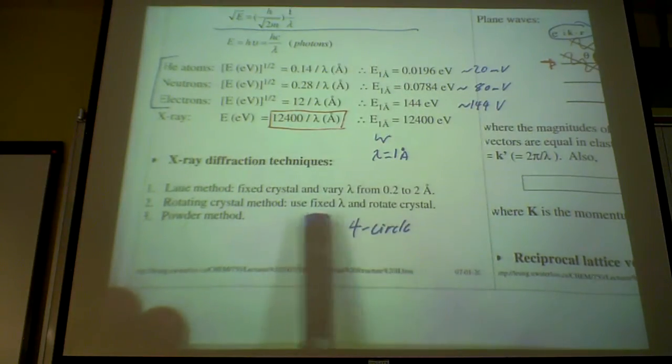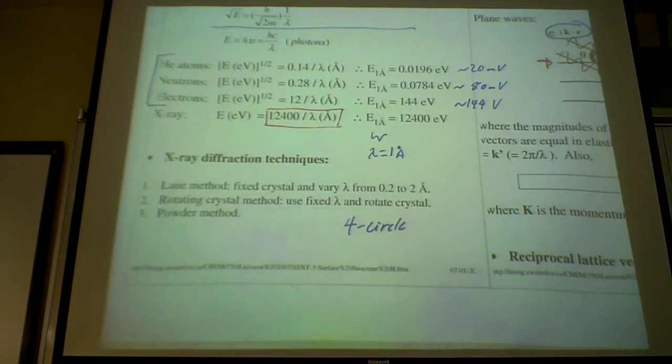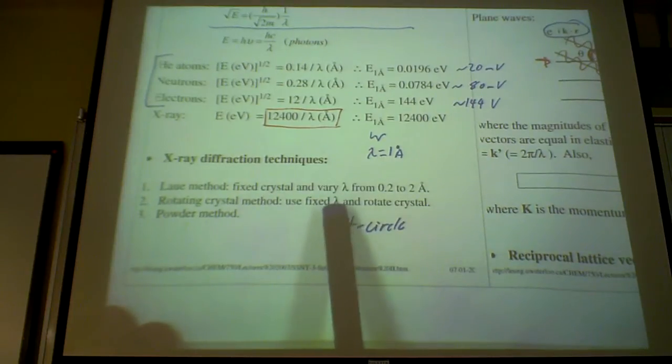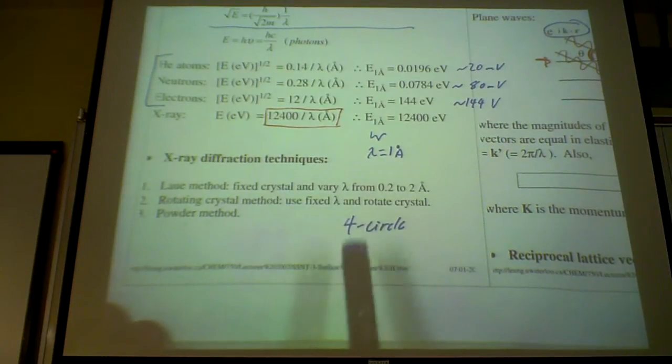Here you have a fixed light source with a fixed wavelength. Usually it's a copper source, because copper, at 40 kilovolts, gives you roughly 1.5 angstrom radiation, and it's quite appropriate for your scattering. So all you have to do is rotate your crystal to expose the different planes to your light, so that you can generate different scattering phenomena, a diffraction pattern on your screen.